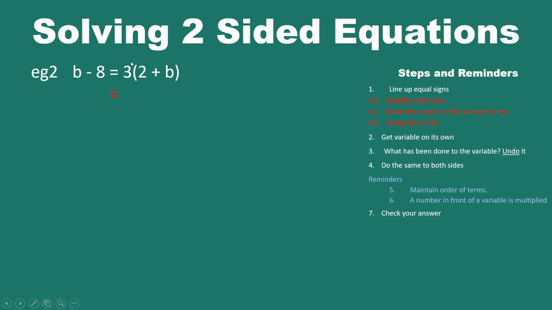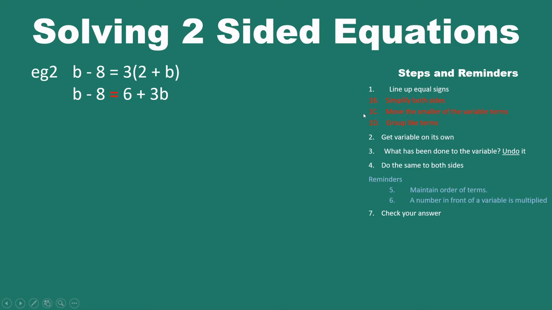So first I'll do the 3 times the 2, which is 6, and then I'll do the 3 times the b, which is 3b. So I've simplified the expression on the right-hand side. I no longer have brackets. I've done all the calculations that I can do for now, because of course 6 and 3b are not like terms. They cannot be added together right now. So I've done step 1b.